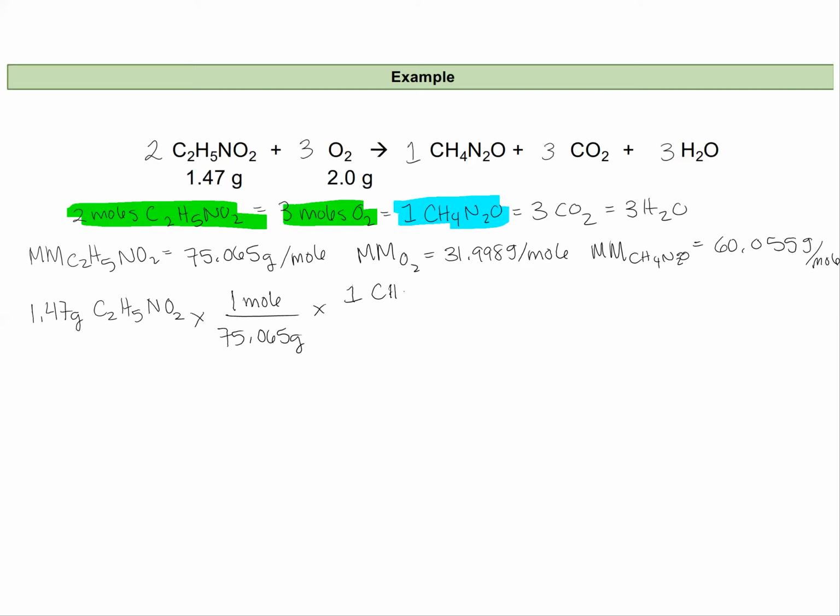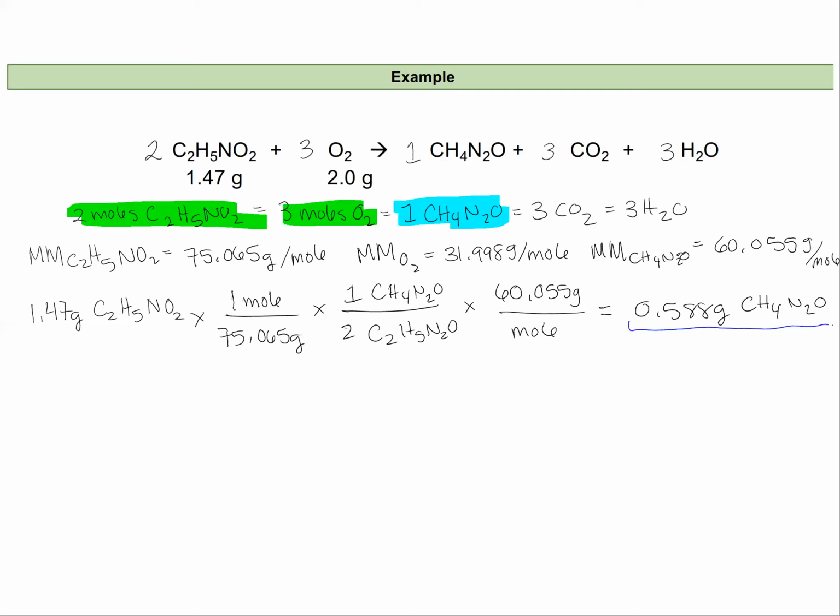So 1 mole of urea divided by our 2 moles of our glycine. And then we converted into the actual mass using that molar mass of urea, which is 60.055 grams per mole, and determined that we would produce 0.588 grams of urea. So now this is the value of what we'll produce if our glycine is the limiting reactant. So now we need to compare, and we need to compare to oxygen.